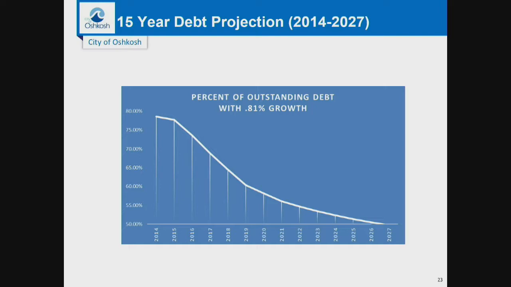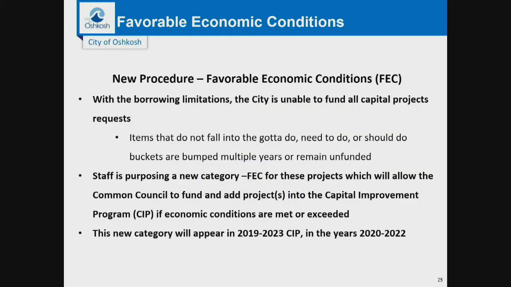So then we just have the two charts following our model. So what does this mean, and what are we looking at? We tried to find a fancy term, and as much as you want to dress this up and come up with the key phrase, what we're really talking about influencing our debt capacity is really economically controlled. So favorable economic conditions. What we would like the council to consider is looking at the current borrowing limitations. We're not able to fund all of the gotta do, need to do, or should do buckets. And what happens when we can't finance them? We bump them out to year 3, 4, or 5, or some of the projects just remain unfunded.